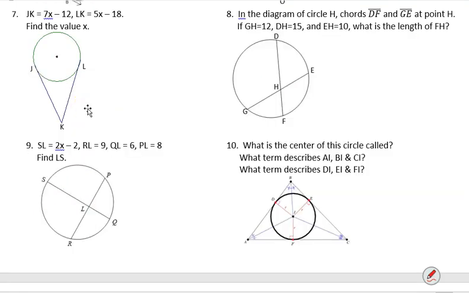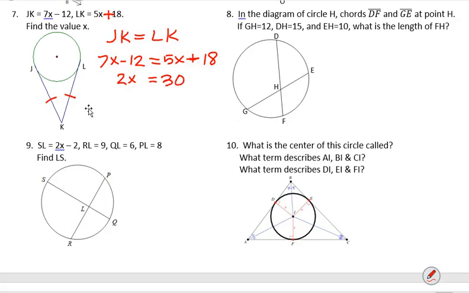With number 7, once again, we have two tangents that are originating from the same point, so we know they're congruent. So we know JK is equal to LK. So we can say 7x minus 12 equals 5x minus 18. Subtract 5x from both sides, we get 2x over here. Oh, by the way, I told you I'll just change that to a plus, I forgot. And then we are going to add 12 to both sides, so that's 30 over there. 2 goes into 30, 15 times. This time we are just solving for x.